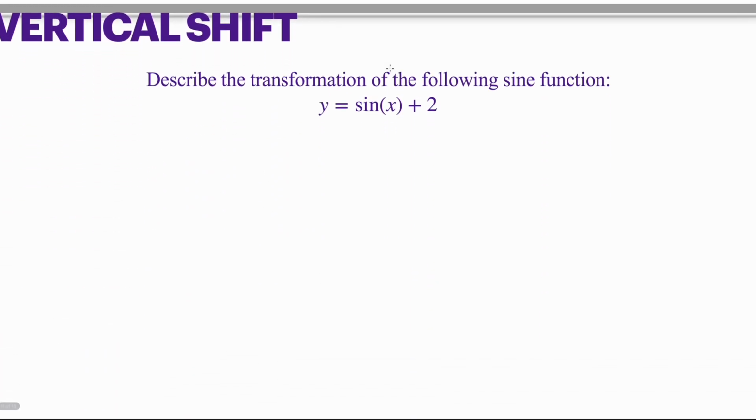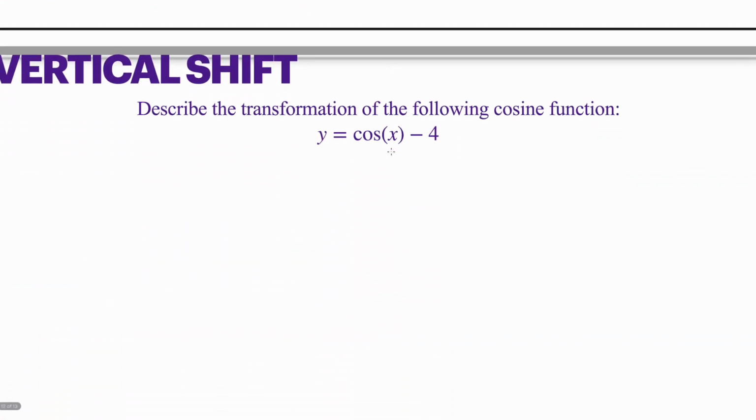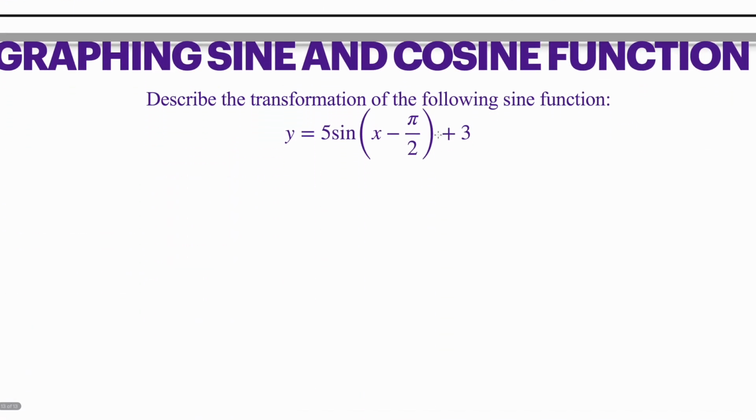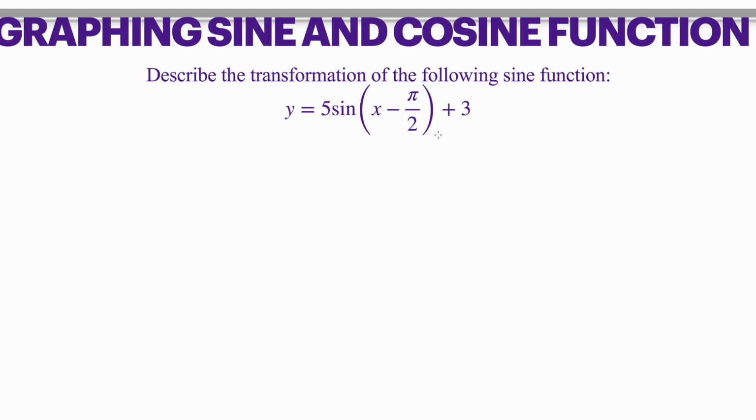And then vertical shift, because the number is on the outside of the parentheses, that means you would say that it will shift up 2 units. In this case, you would say that it will shift down 4 units. So now let's bring it all together.